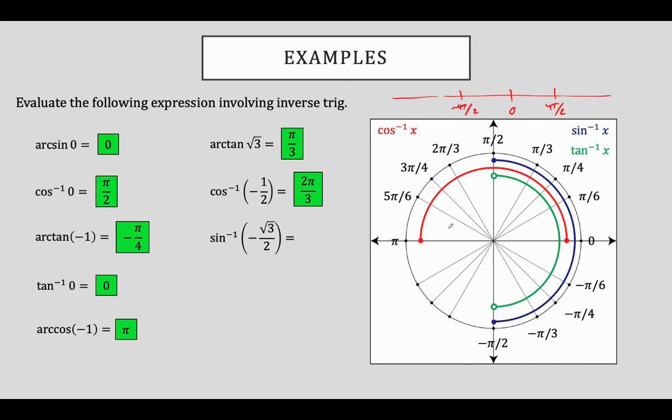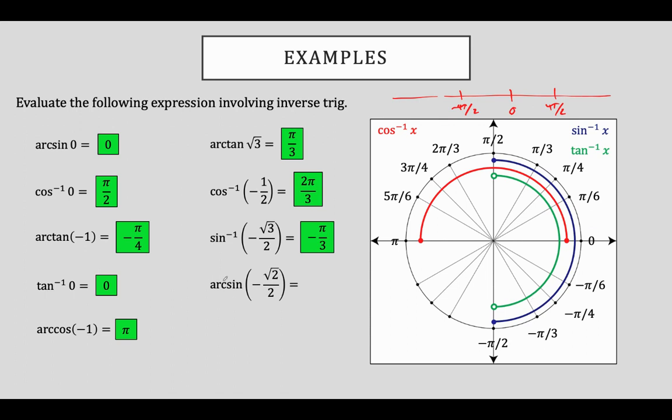Inverse sine of -√3/2. This is the angle that has a sine value of -√3/2. Well, here's my inverse sine range, my outputs for inverse sine. It's got to be negative, so that leaves us with the fourth quadrant, right? And I have to have a y-coordinate of -√3/2. That's going to be -pi/3.